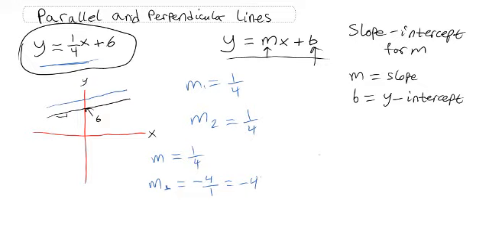So the equation of a line that's perpendicular to this one would look something like this. And whatever b is, we don't know what b would be. We would have to solve for it. So let's do that.